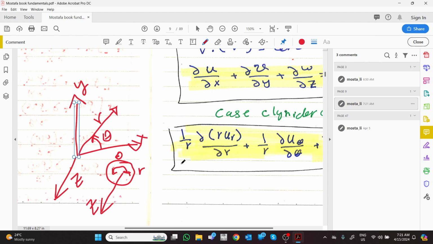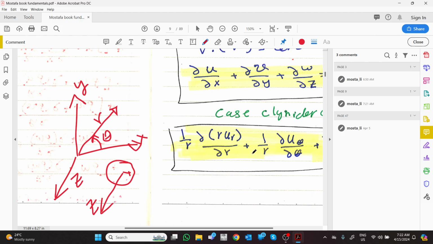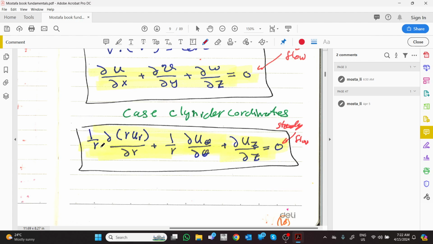So how are we going to reach this one? Just apply that r is equal to the square root of x squared plus y squared, and theta is equal to the inverse tan of y over x. If you use these two equations, whatever the derivation, you will reach here: 1 over r, del r u_r, the velocity in the r direction, by del r, etc., until you find the result.